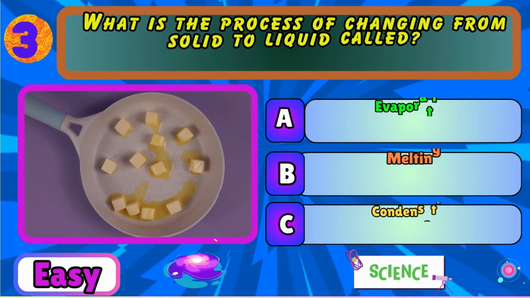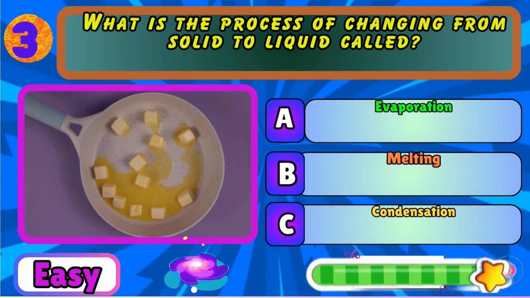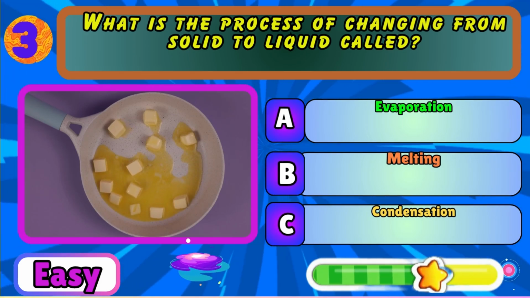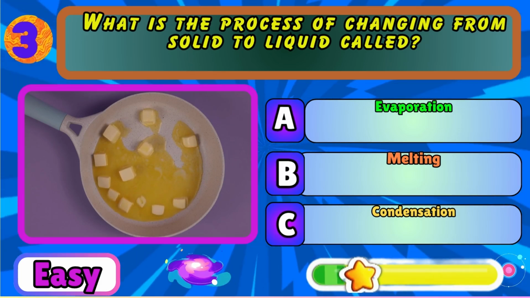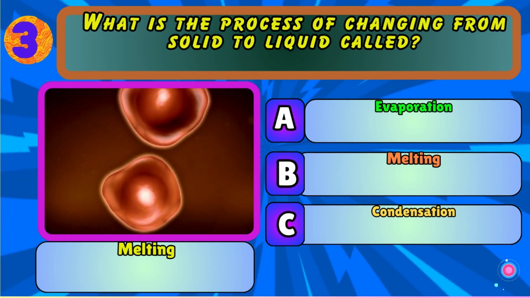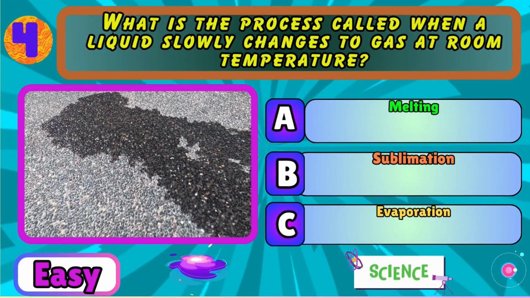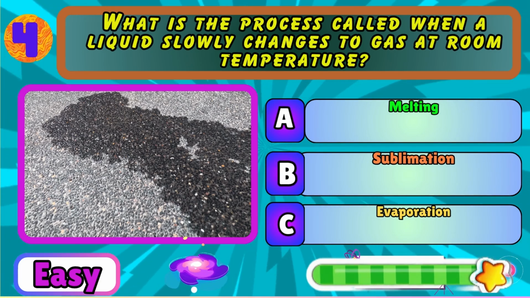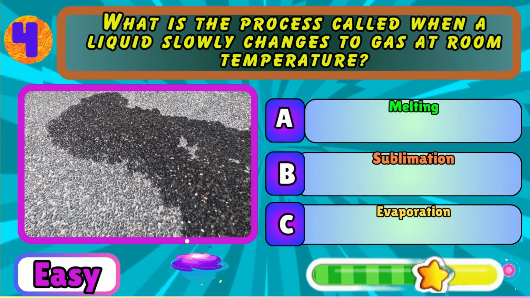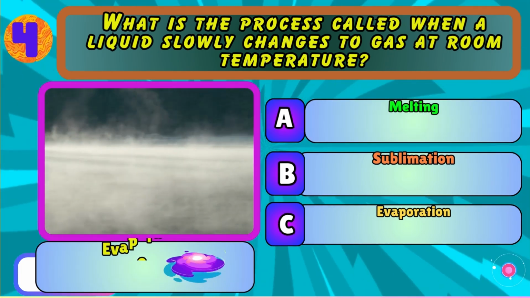What is the process of changing from solid to liquid called? Evaporation, melting, or condensation? Melting. What is the process called when a liquid slowly changes to gas at room temperature? Melting, sublimation, or evaporation? Evaporation.